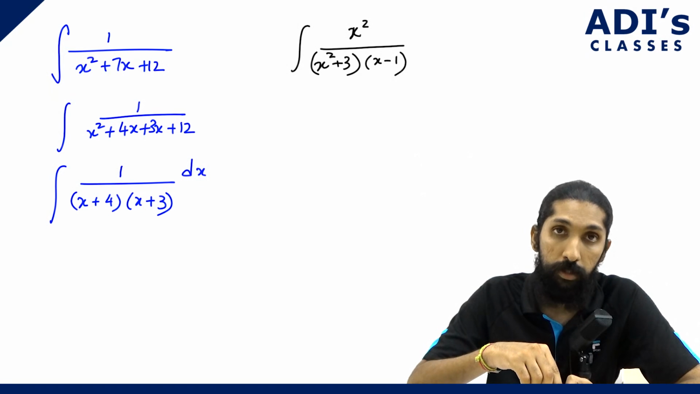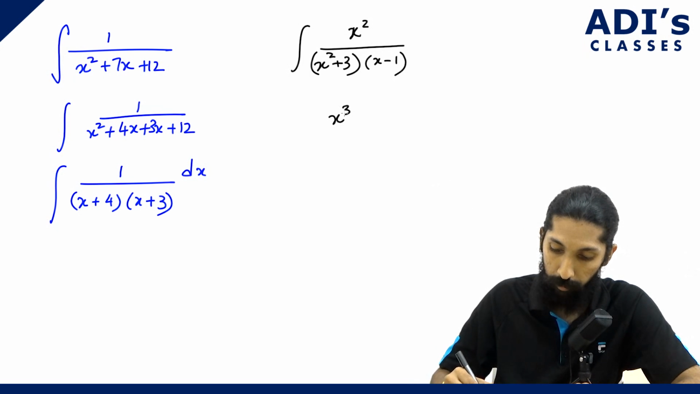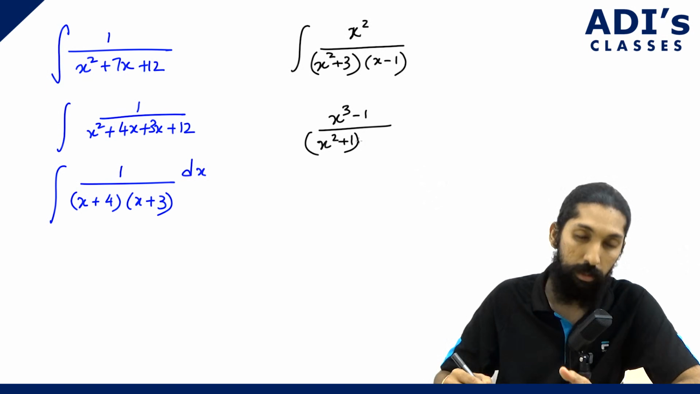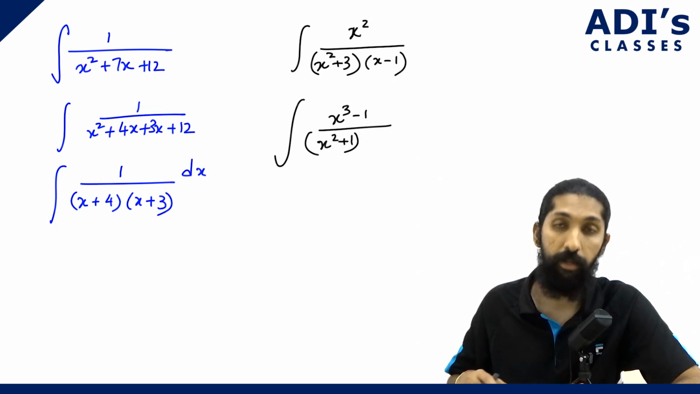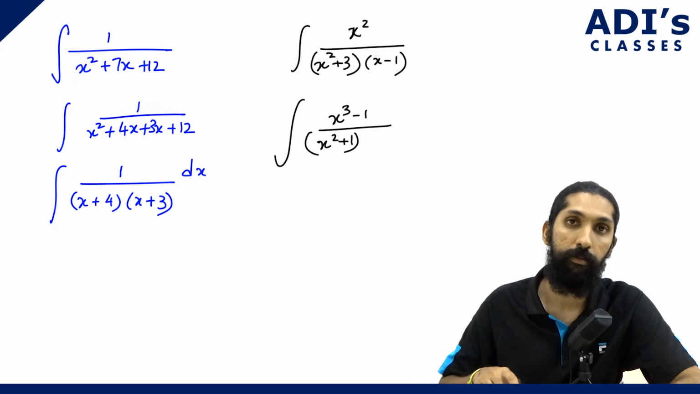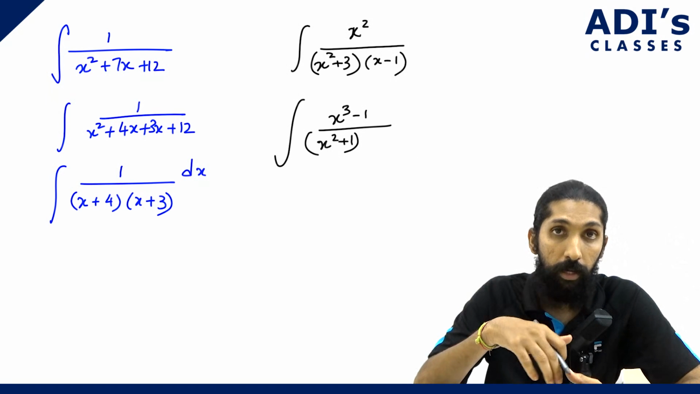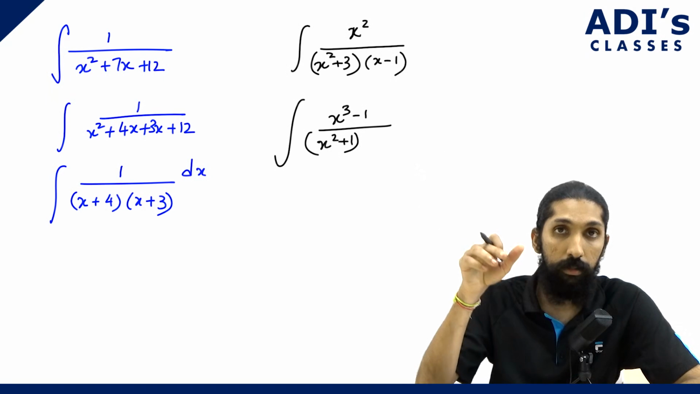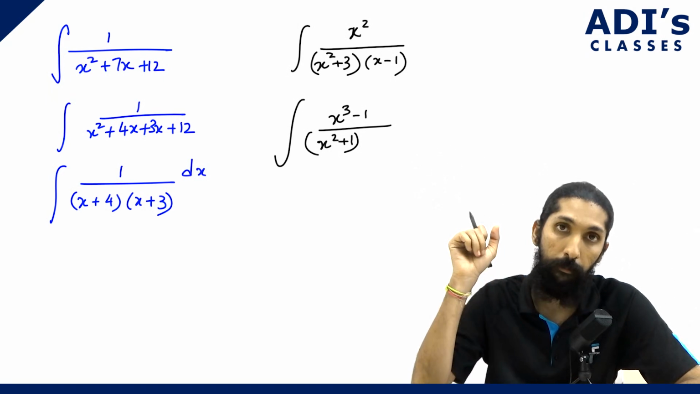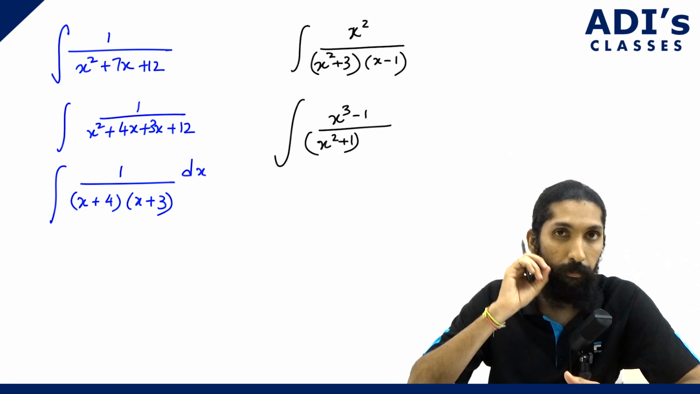Suppose you do have a proper fraction, for example x cube minus 1 by x square plus 1, integrate this one. This is a fraction where the numerator has higher degree compared to that of the denominator. The partial fraction method, we can apply for improper as well as proper fractions. So this is the reason why we use this method. Let's look at it in a very simple way.